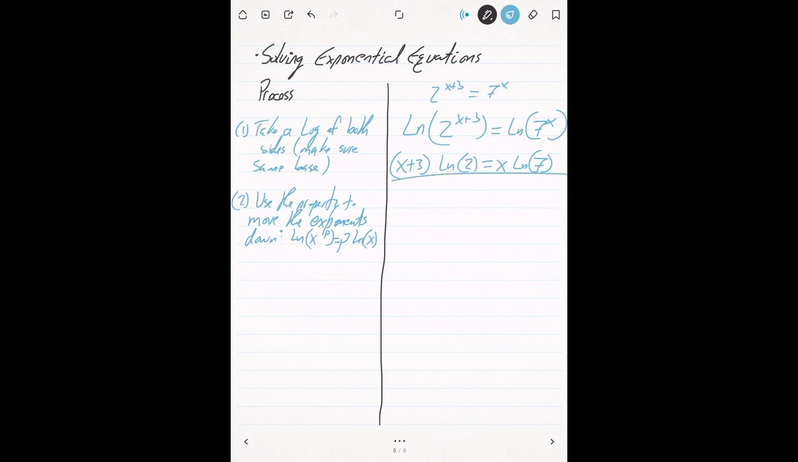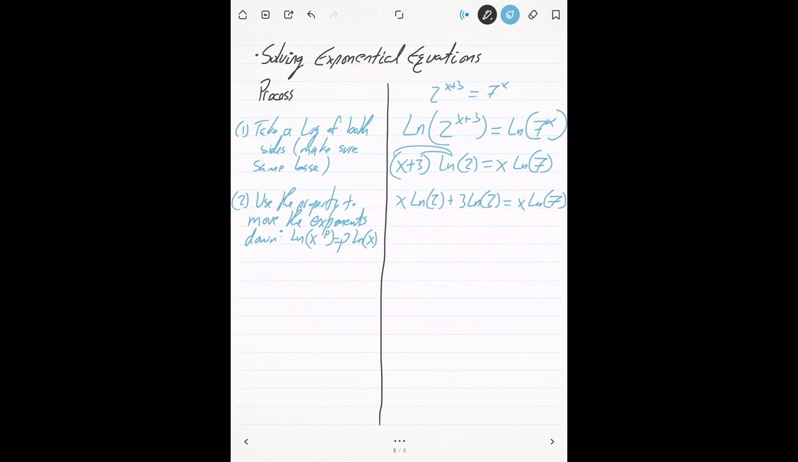So we did that here. Notice that I wrote x plus 3 in parentheses because x plus 3 was the entire exponent. Okay, it wasn't just x, it wasn't just 3. It was all of x plus 3. So I need to take all of x plus 3 and multiply it to the natural log of 2. Well, let's see. We can go ahead and distribute the natural log through, and we get x times the natural log of 2 plus 3 times the natural log of 2 equals x times the natural log of 7, okay?